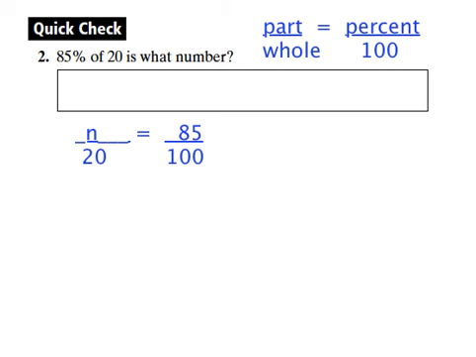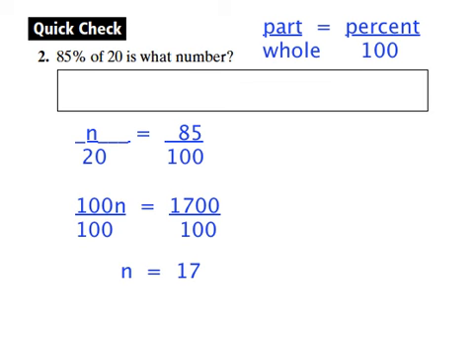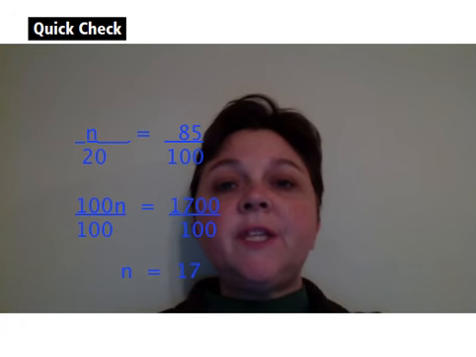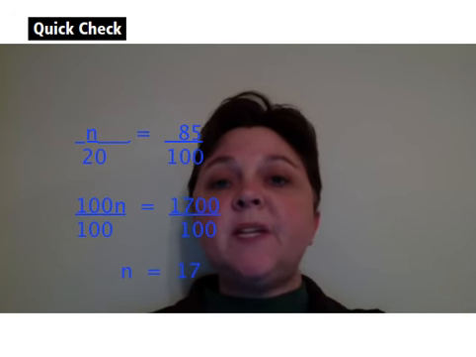Now we're ready to cross multiply. 100 times n is 100n. 20 times 85 is 1,700. Divide both sides by 100, so on the left you're left with n, and on the right you have 17. So 85% of 20 is 17. Pause the video at this time if you need more time to copy down these notes.